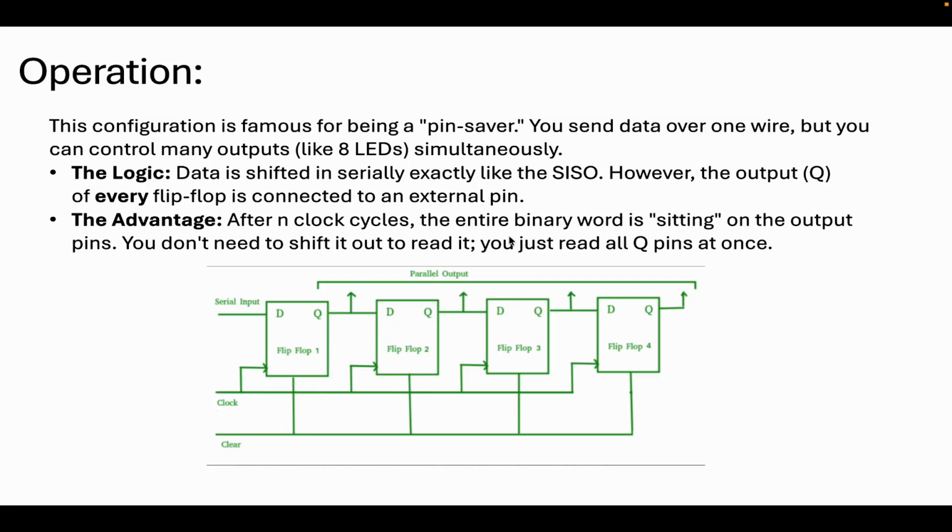That means here you have a separate parallel output after every flip-flop. After n clock cycles, the entire binary word is sitting on the output. You do not need to shift it out to read it. You just read all the Q pins at once. What they mean to say is, when you put the data serially in, before going to the next flip-flop itself, one of the data will be already parallelly out. So it will be easy for you to read it.